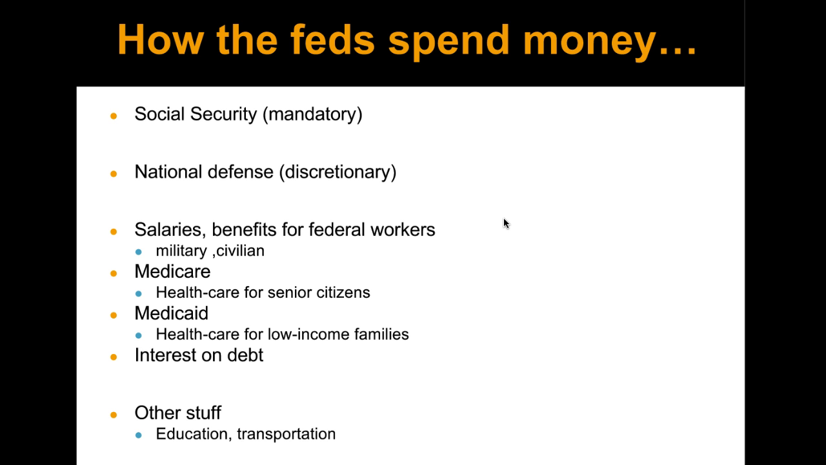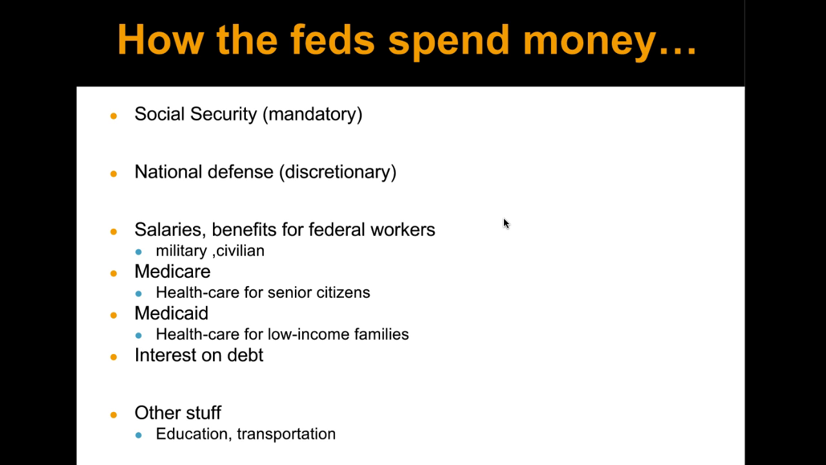Interest on debt. The federal government spends more money than it collects in taxes. That goes to the debt when you spend more than what you have. And the government has to borrow money to make up for that difference. So we'll borrow money from ourselves, from other countries, to pay that difference in the debt. The government has to pay interest on the debt.